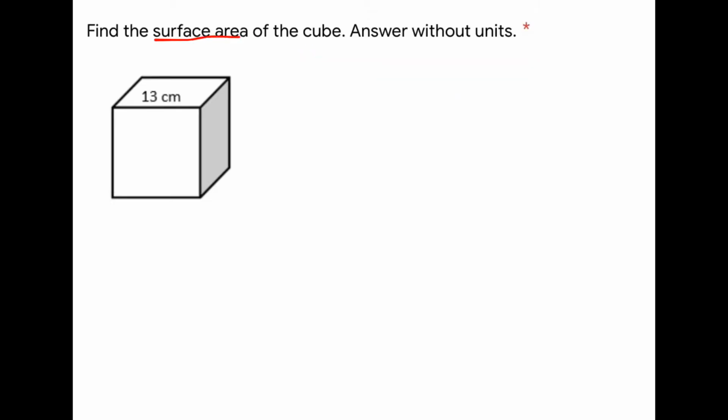Find the surface area of the cube. This is a cube. With a cube, they all have the same length and width. So we have to find the area of this face. The area of that face is our length times our height. And they're the same because they're a cube.